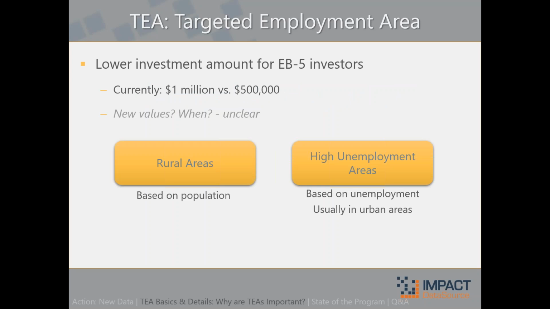So just some quick background on TEAs again. Currently the TEA question is still a make or break issue. Most EB5 projects that are not in TEAs are not marketable these days because the investors only want to pay $500,000 instead of the $1 million. Again, these thresholds could go up if we have any legislative changes or changes through DHS, but we'll see, and we'll talk about that a little bit later as well.